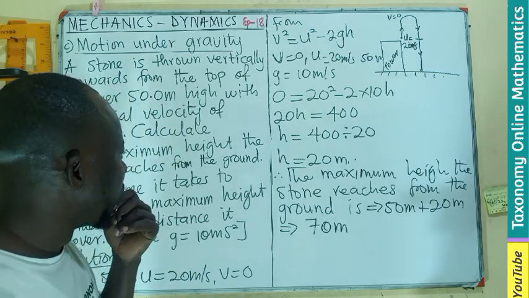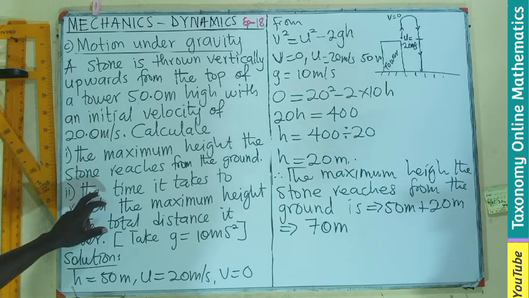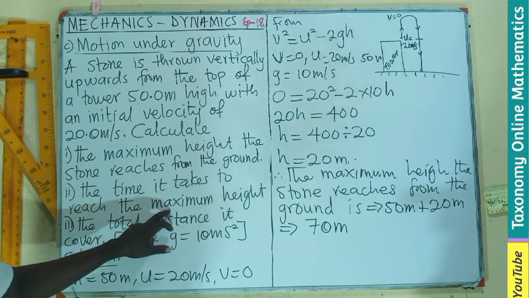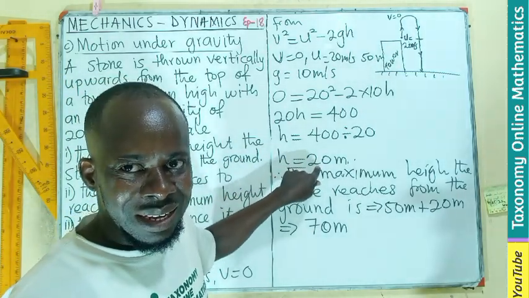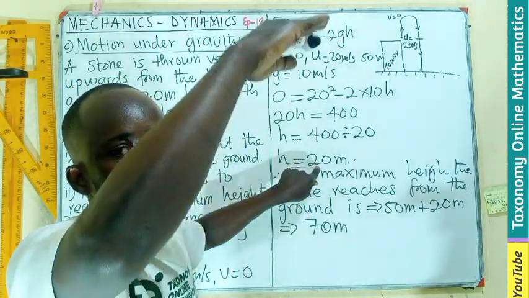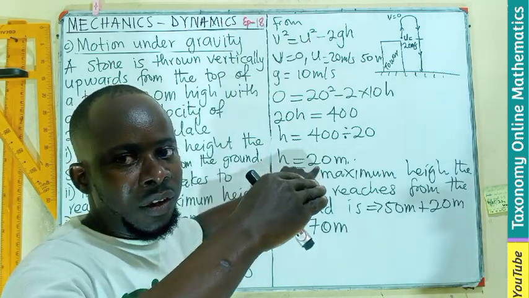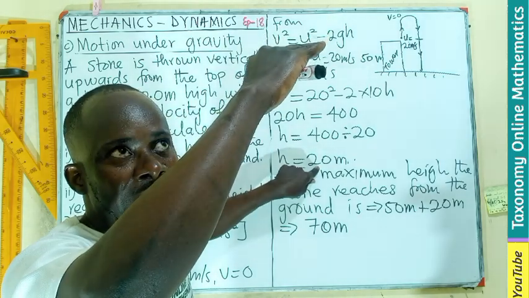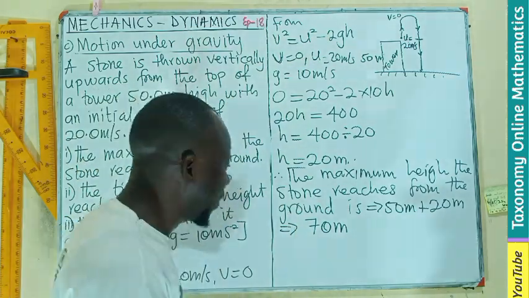Okay, so now what do we do? We now focus on number 2, the time it takes to reach the maximum height. The time it takes to reach these 20 meters just on top of the tower, what time does it take? From the top of the tower, initial propelling velocity is 20. Final velocity is what? 0. So I can find the time easily using the first equation.